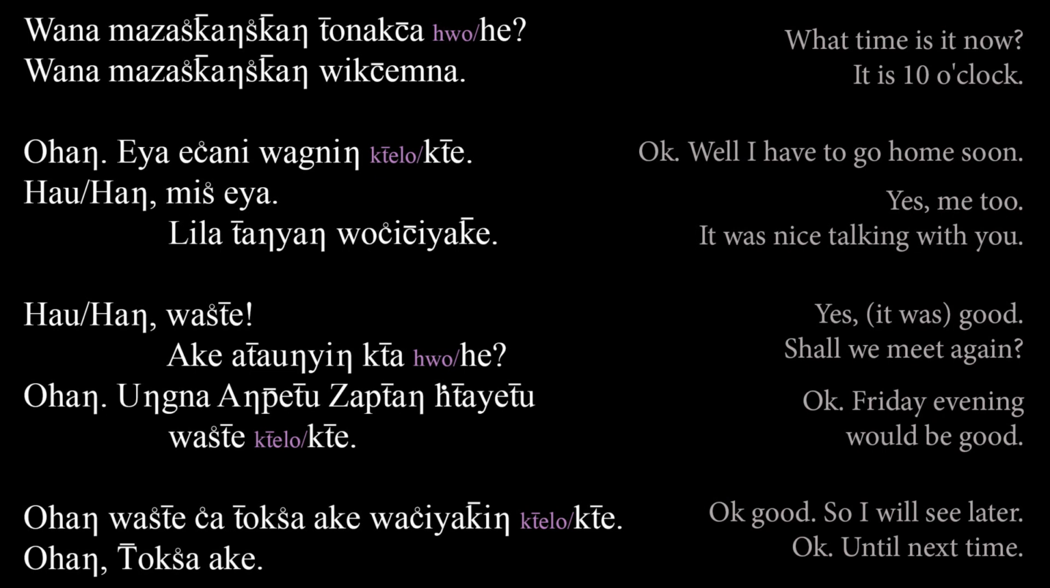So the Christian calendar starts on Monday. So Monday, Tuesday, Wednesday, Thursday, Friday. Friday is the 5th day. Zaptan is the number 5. Ampetu is day. So Ampetu Zaptan means day 5 or the 5th day, which they are using to mean Friday. But let's do one word at a time, okay?